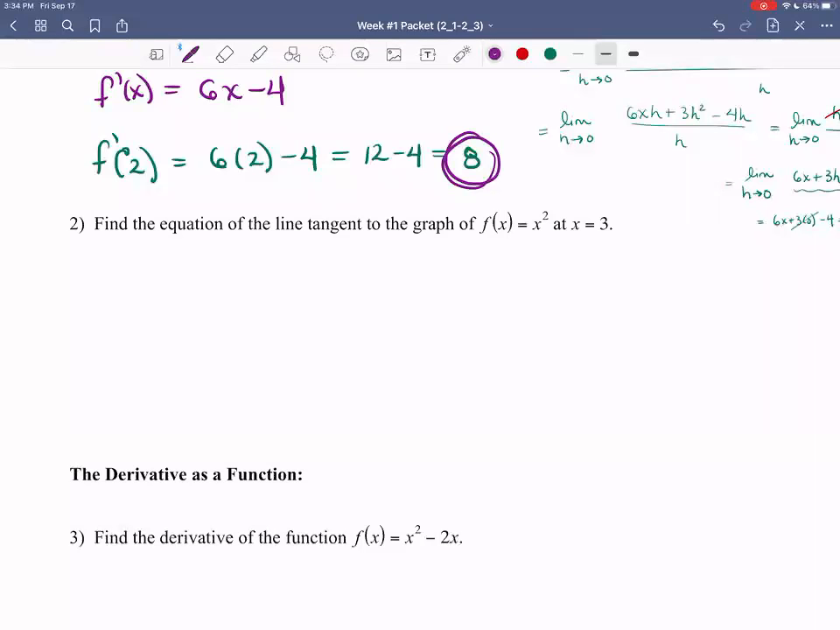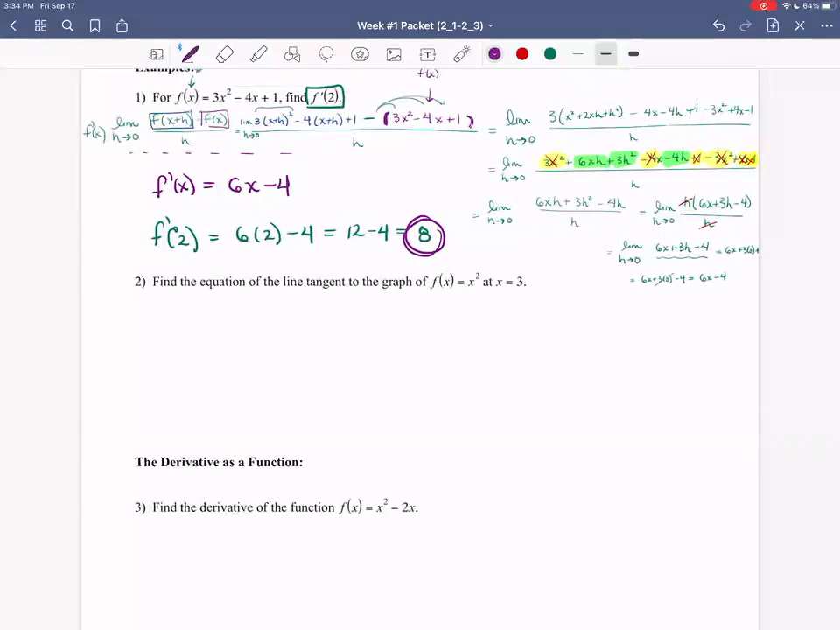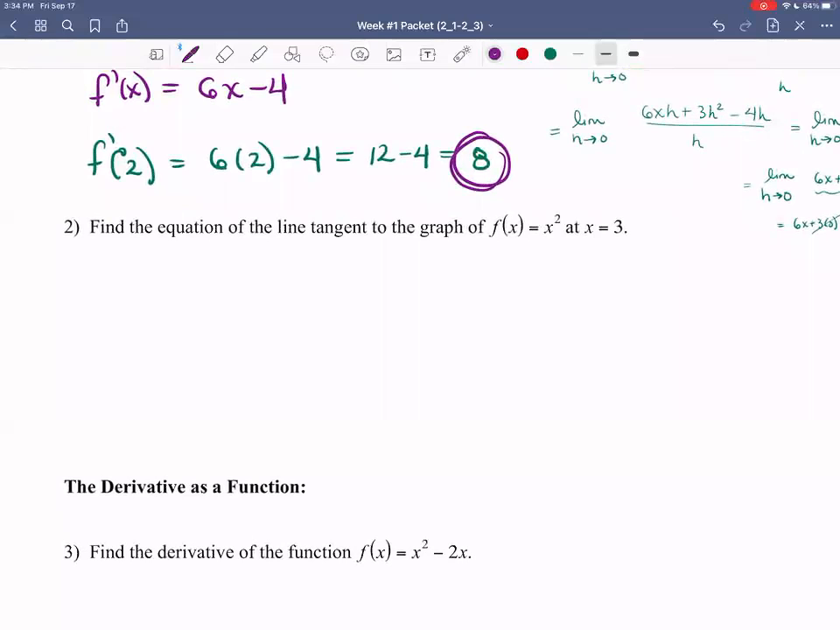In this video, we're going to continue our work in section 2.3, and we're going to look at example 2 in our notes. For example 2, we're asked to find the equation of the line tangent to the graph of f of x equals x squared at x equals 3.